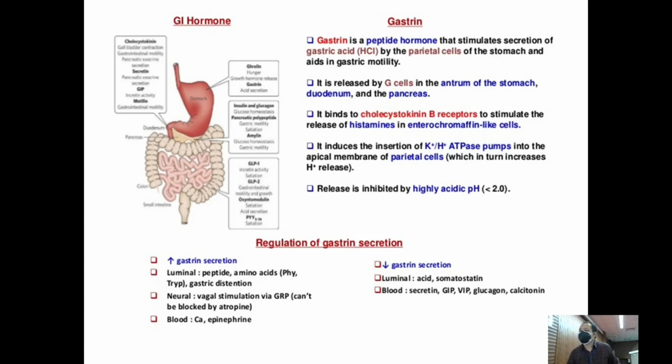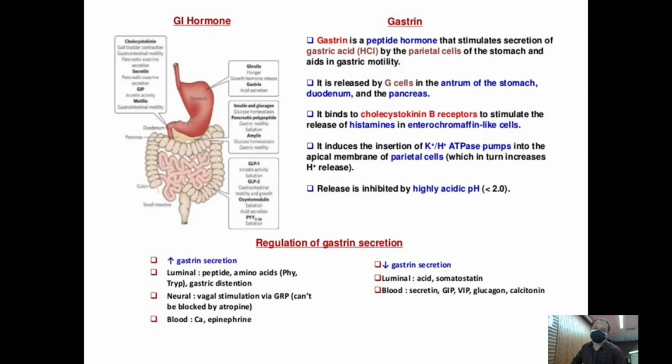Okay, so when you look at the G cell, you'll find that it basically controls the secretion of hydrochloric acid, pepsinogen, intrinsic factor. So that means it plays a very important role in digestion, in protecting the GIT, all right, and of course in the absorption of vitamin B12. Okay, so that is one thing.